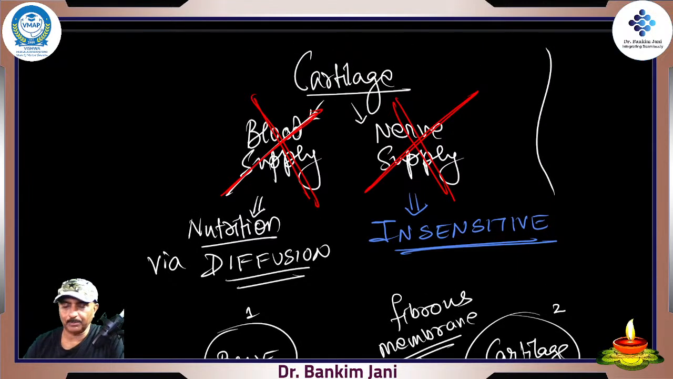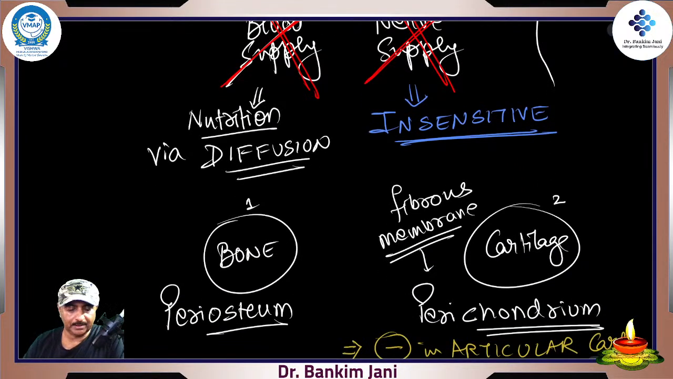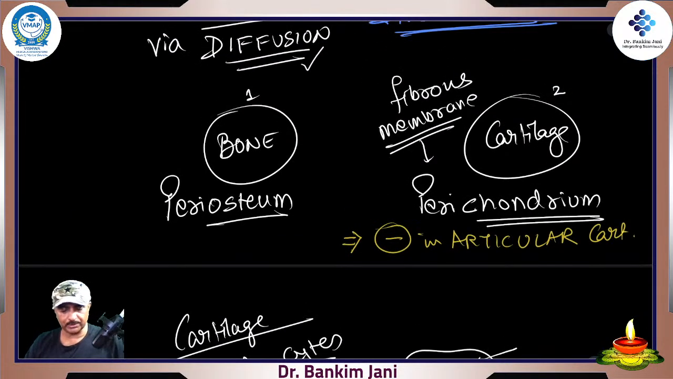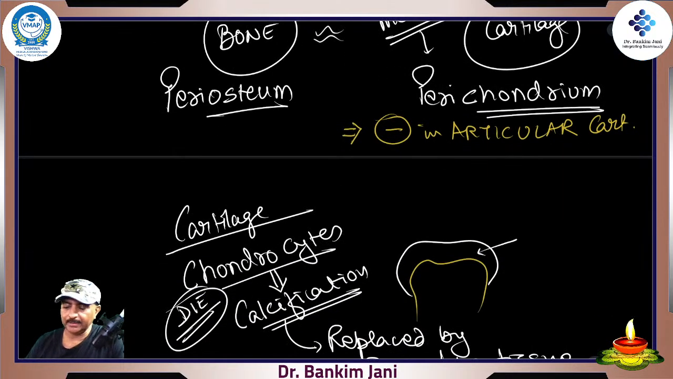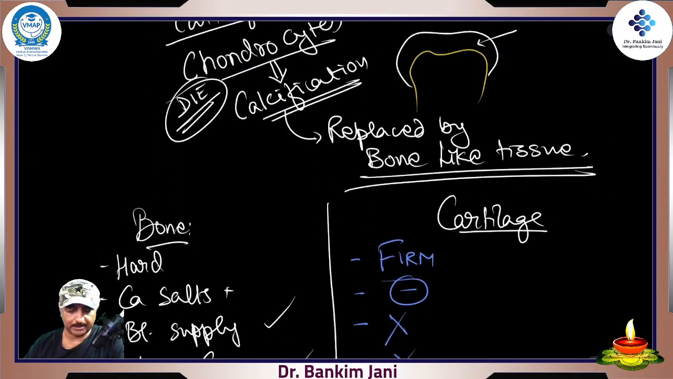Cartilage doesn't have blood supply or nerve supply, right? Since blood supply is not there, they get their nutrition via diffusion, right? And with no nerve supply, they are insensitive. Bone has periosteum, so similarly, cartilage has perichondrium, which is a fibrous membrane, and it is absent in articular cartilage, right?